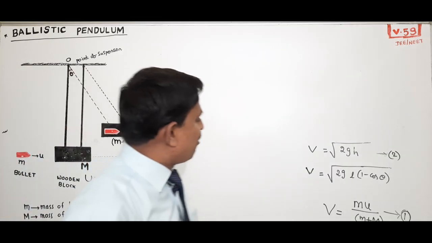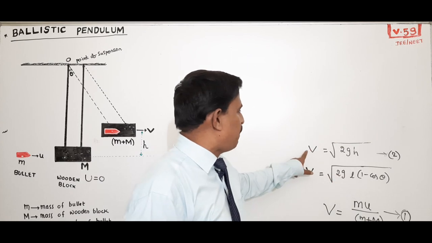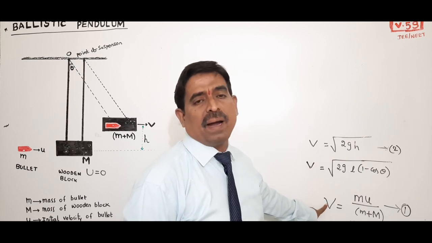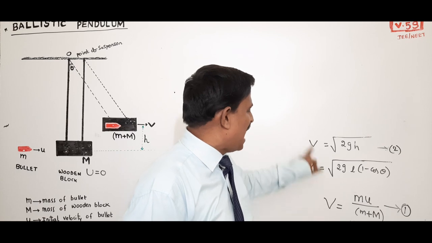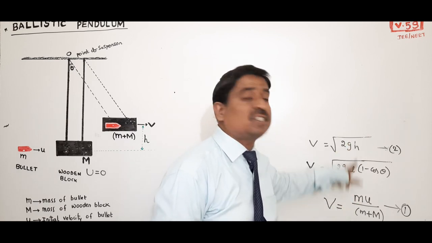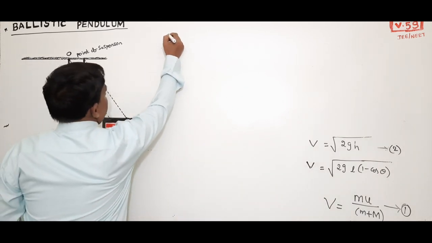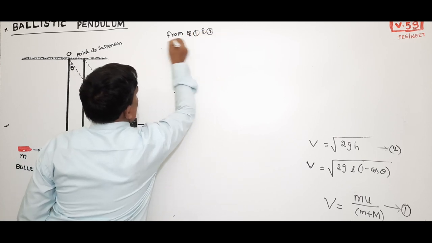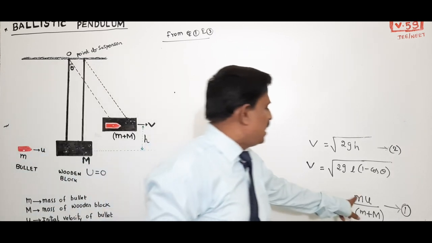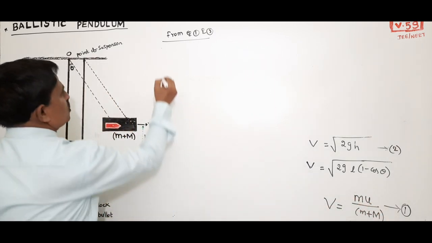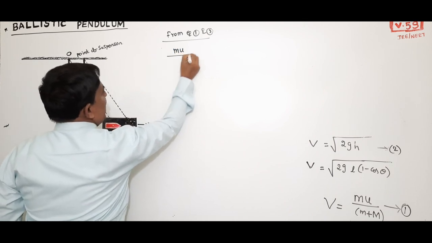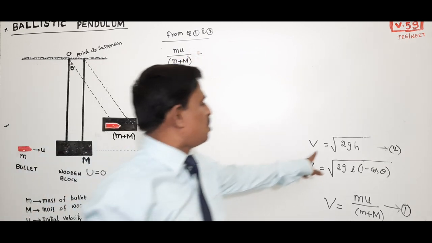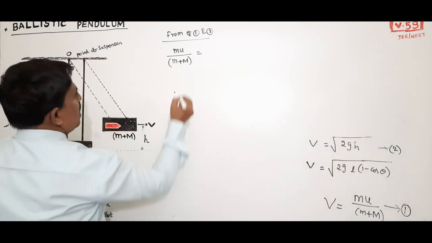Now, from equations 1 and 2, here capital V is the combined velocity of the bullet and block system. Both are equal. LHS are equal, then RHS also equal. From equations 1 and 2, mu by small m plus capital M is equal to under root of 2gh.